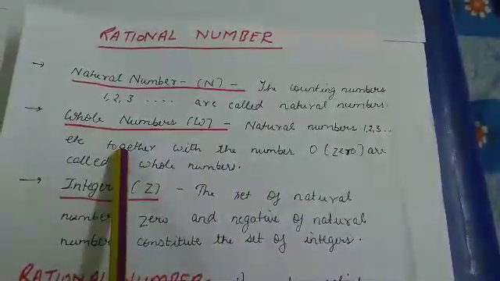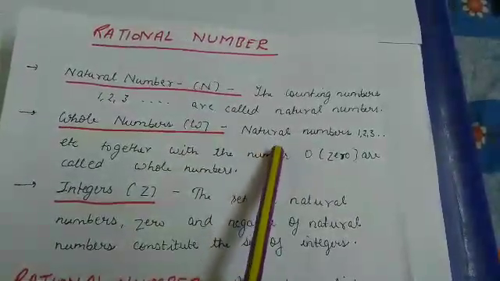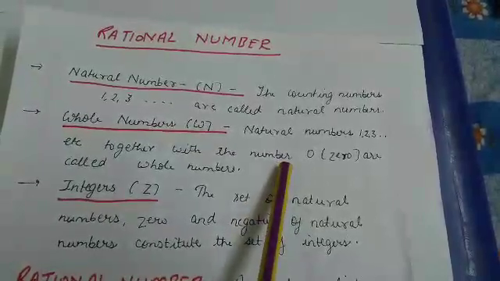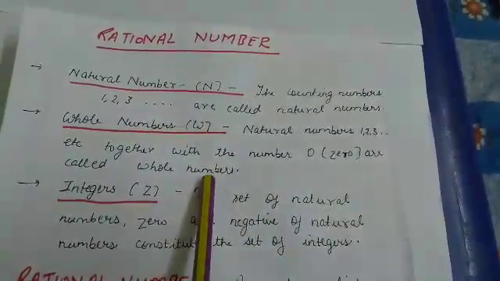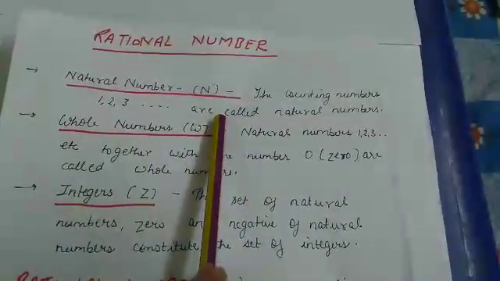Whole numbers are denoted by W. All natural numbers including 0 are called whole numbers. Whole numbers start from 0 and natural numbers start from 1.